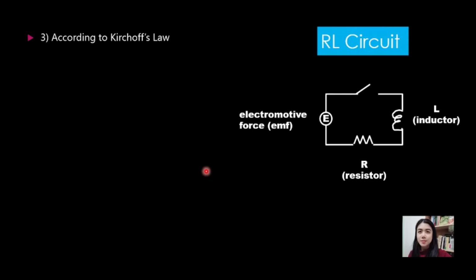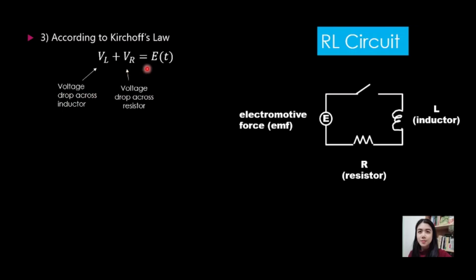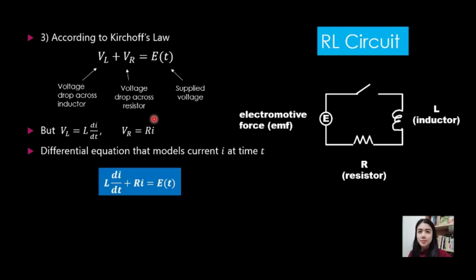According to Kirchhoff's law, the sum of voltage drops across the inductor and resistor will be equal to the supply voltage. Here VL is equal to L di/dt, and VR is equal to RI. Hence, we're going to have this differential equation, which we're going to use to model the current I at time t.